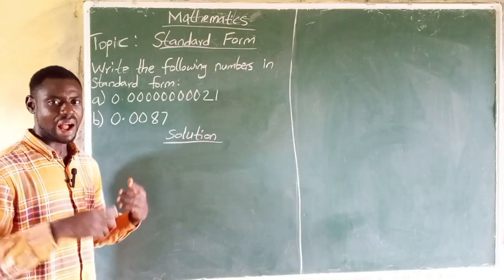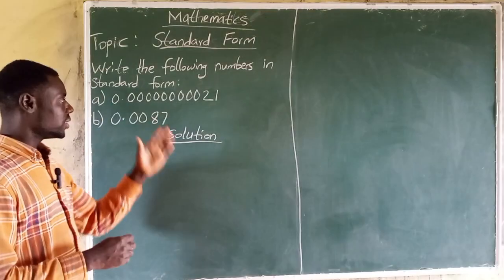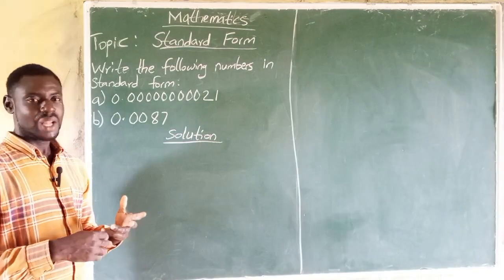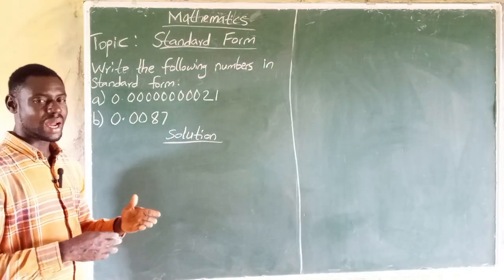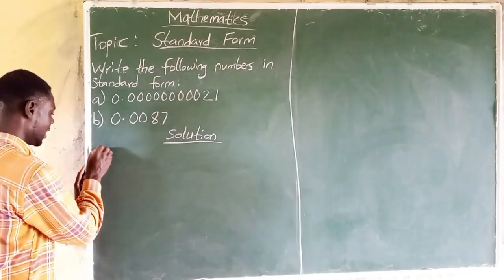In my previous video, I touched on writing a number in standard form when it is greater than 1. This particular one is less than 1. How do we put a number that is less than 1 in standard form? This is the procedure. Let's take the first one, A.